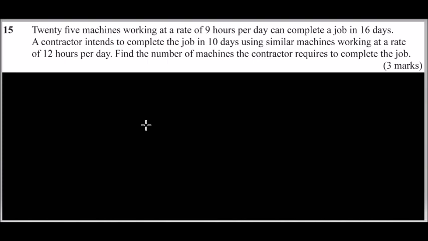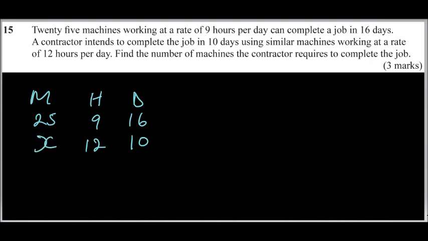So what we normally say, we say how many machines are needed. We say machines, we use M, they are 25. How many hours are they working? They are working 9 hours. How many days do they need to complete the job? 16 days. So that is the first scenario. Because he intends to complete the job in 10 days, we put 10 days. Then we have how many hours? They will be working 12 hours. So we need to find the machine.